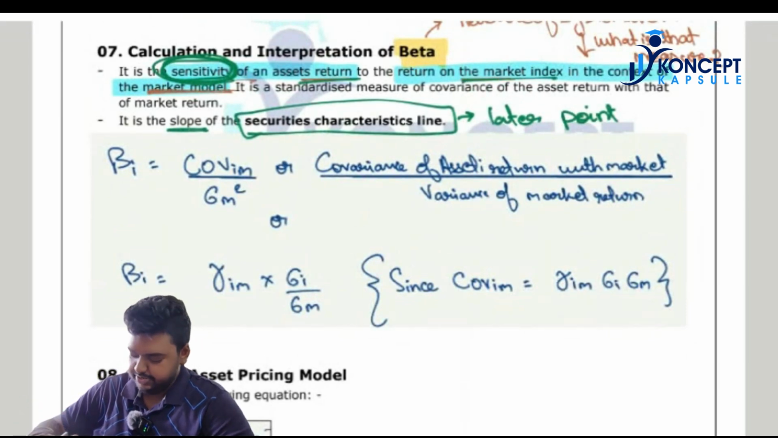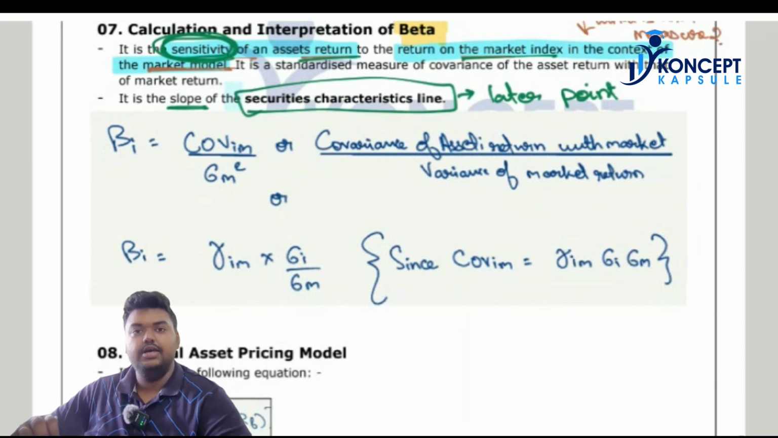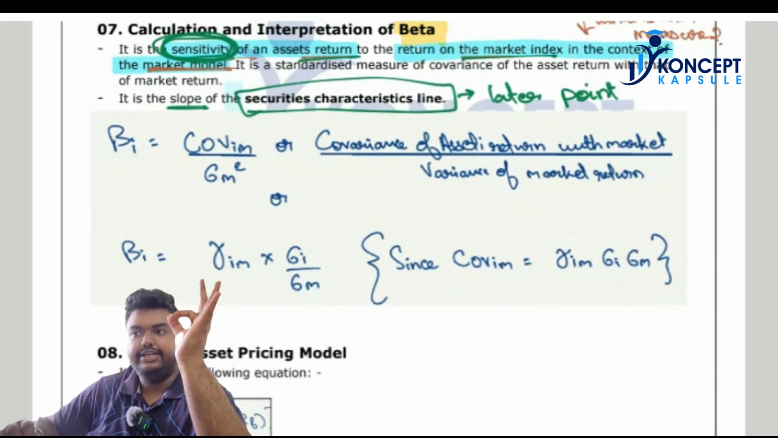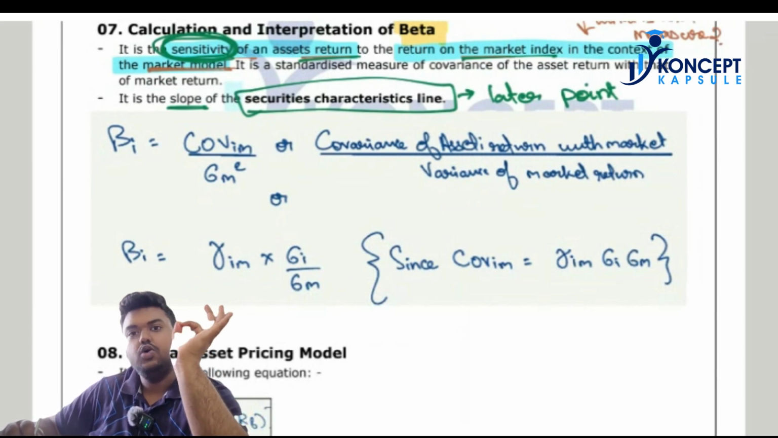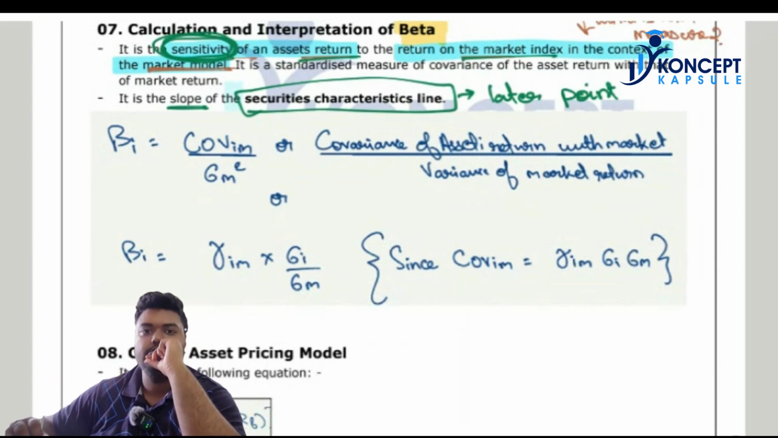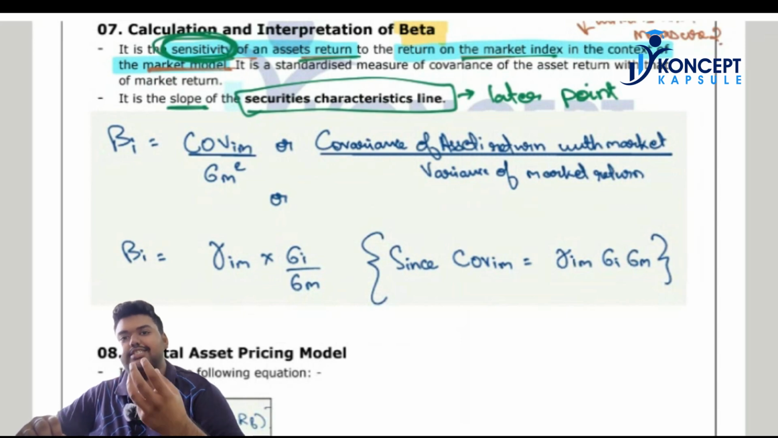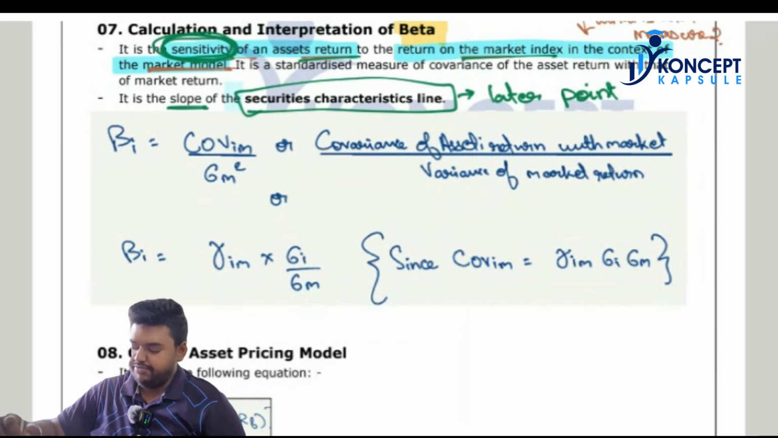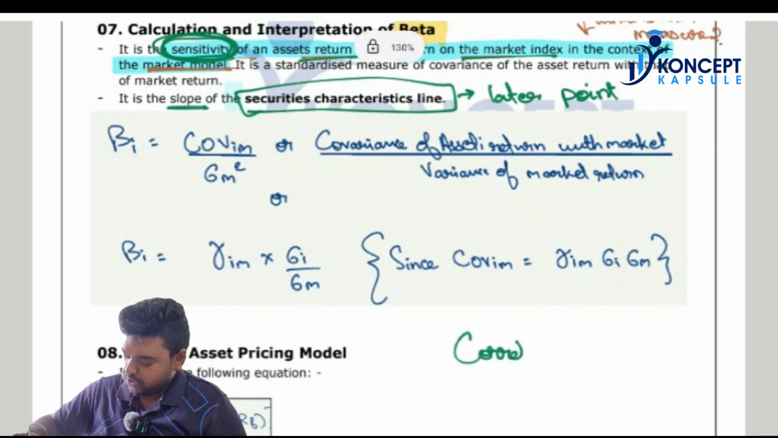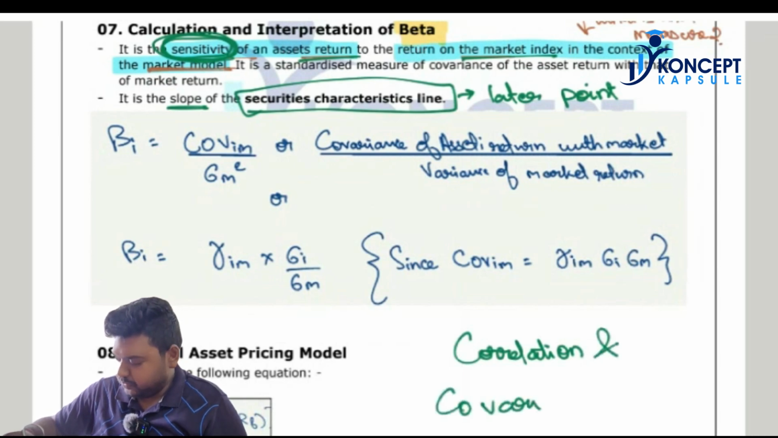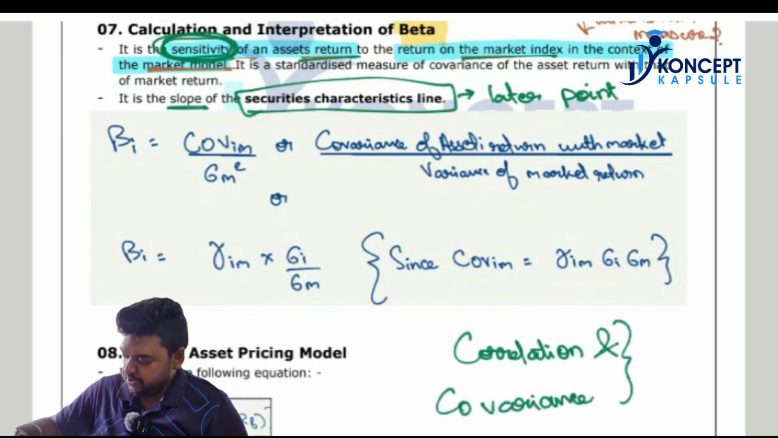Now, what is the sensitivity? This sensitivity is calculated using the correlation concept that we have already studied. If you remember in our class, we have done the concept of correlation and covariance. Yes or no, guys? When did we do it? We did it in risk and return part 1. Correct?